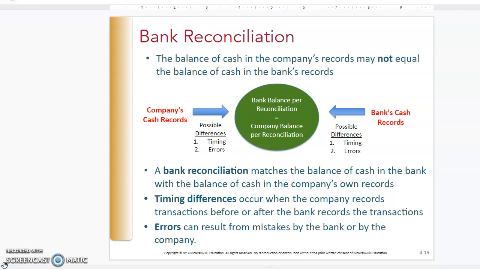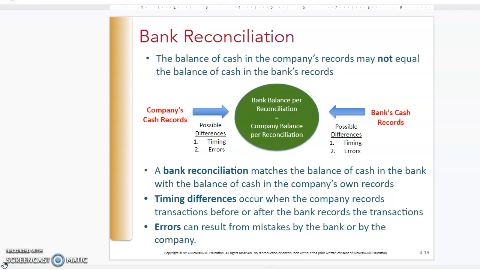There can also be timing differences going the other way. Things recorded on the bank statement that we don't have recorded on the books. One of the most common examples is a charge by the bank, service charge or whatever, that is deducted from the bank account for some kind of service that the bank is providing. That fee has come out of our account at the bank, but it has not been recorded as an expense on the books. So we need an adjusting journal entry to record that expense and decrease the cash account.